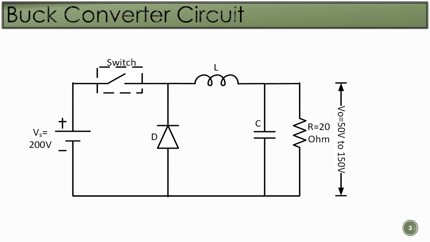Now here, design means what? We have to select the switch, select the diode, the rating of the switch, the rating of the diode, the value of the inductor, and the value of the capacitor. These four things we have to calculate, and this is not possible without calculating the currents and voltages of the respective devices. Let us see the duty cycle.